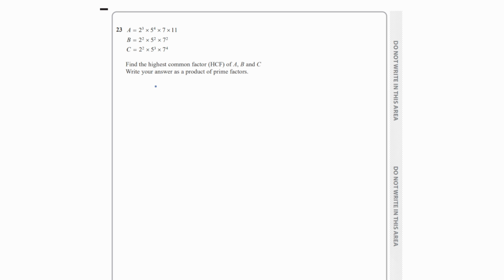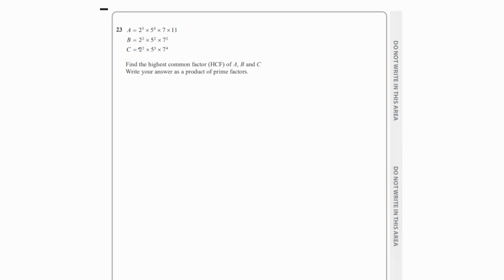Question 23. We've been given different numbers. They're in their prime factorized forms. It says find the highest common factor of A, B, and C. Write your answer as a product of prime factors. So in order to work out the highest common factor, we want to look at each of their prime factors and see what do they all have in common.